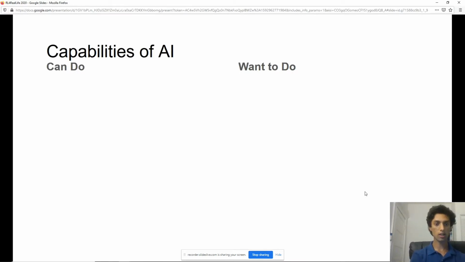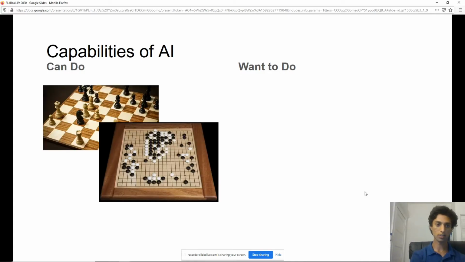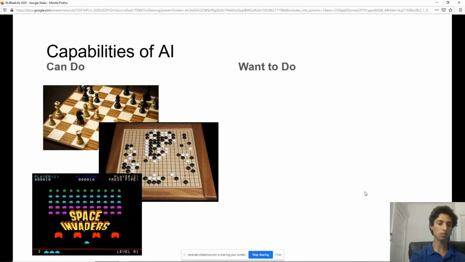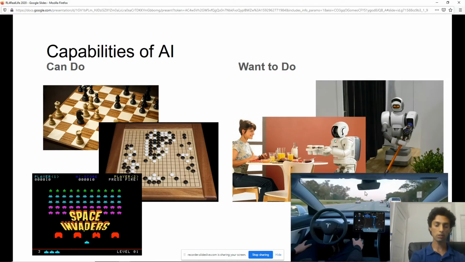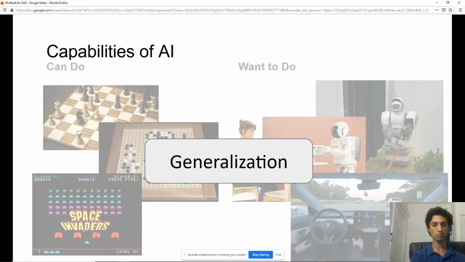So currently, artificial intelligence has a lot of capabilities. We've been able to do a lot of great things in this field, such as playing chess and Go, both at a superhuman level, and we've been able to make a lot of progress in video games, such as Atari. However, what we want to do is have artificial intelligence that can do things like clean our houses, serve us food, or drive our cars. And this seems to be a capability we don't quite have yet.